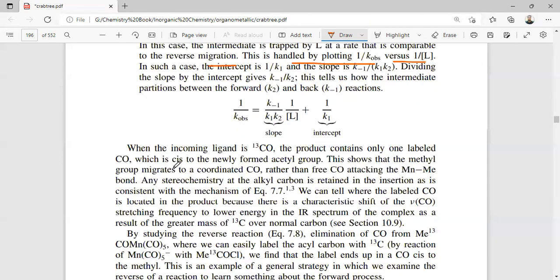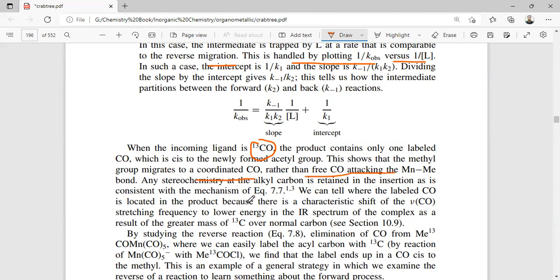When the incoming ligand is 13CO, the product contains only one labeled CO, which is fixed in the newly formed acyl group. This shows that the methyl group migrated to the coordinated CO rather than the free CO, attacking the Mn-CO bond. So in the labeling experiment, when 13CO is used as the incoming ligand, the new metal complex contains only one labeled CO, so the methyl group migrated to the coordinated CO rather than the free CO.